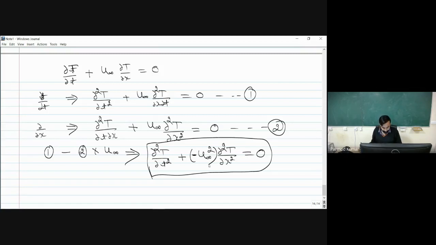If you see, it is now taking the form of a simple diffusion-like equation. We have one second order derivative term in x and a second order derivative term in time. So this equation is now taking the nature of, can you tell me? Hyperbolic. Yes, it is now taking the nature of a hyperbolic equation.